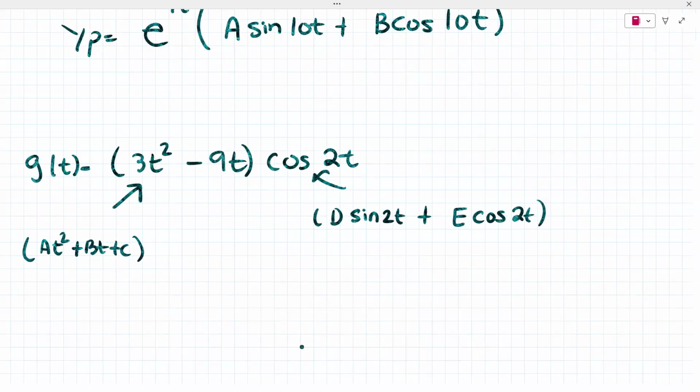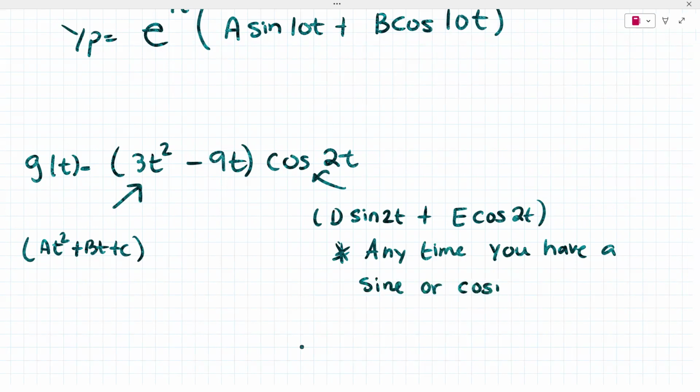So anytime you have a sine or cosine, you need to have both. Right, so if you have a cosine, you're going to need a sine, and if you have a sine, you're going to need a cosine. That's just the rule. Let me write this out. Anytime you have a sine or cosine, you need to have both.